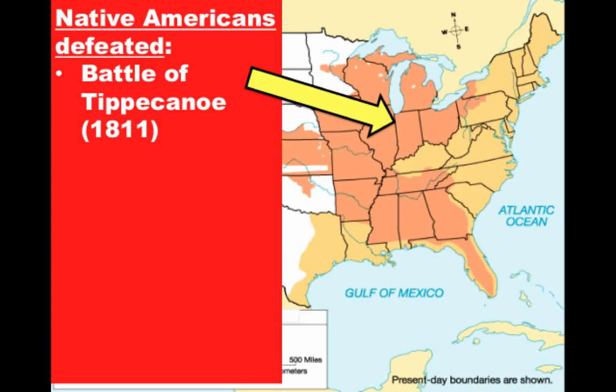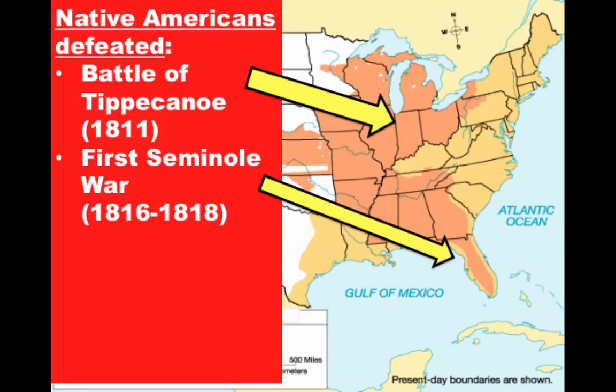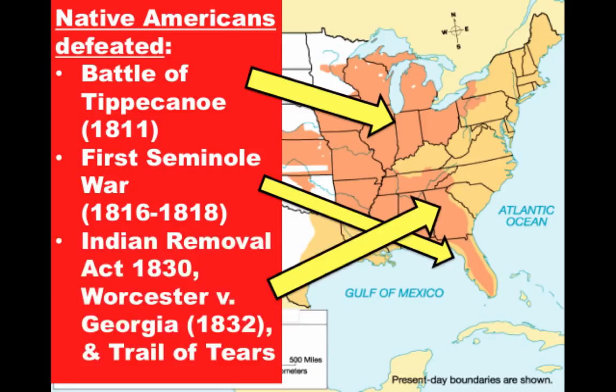And one, the Battle of Tippecanoe. Tecumseh is defeated by William Henry Harrison just before the War of 1812. You have the First Seminole War, which takes place in 1816 to 1818, where the natives once again are defeated. And tragic events surrounding the Indian Removal Act, the ignoring of the Supreme Court by Andrew Jackson. And, of course, finally, the Trail of Tears, where the so-called five civilized tribes will be removed from the territory.